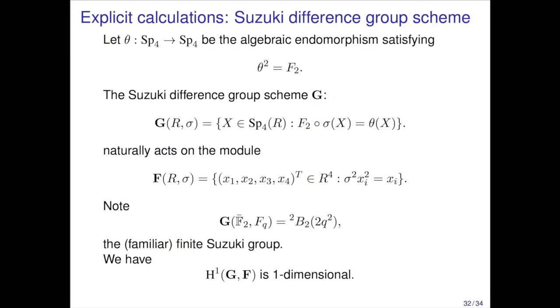And similarly, we also did the Suzuki difference group scheme. The symplectic Sp_4 group has an algebraic endomorphism whose square is Frobenius. Then you can write this Suzuki difference group scheme, and it naturally acts on this submodule of R^4. When you evaluate this group scheme on the q-Frobenius, you get an actual Suzuki group. And again, we can compute these cohomologies.